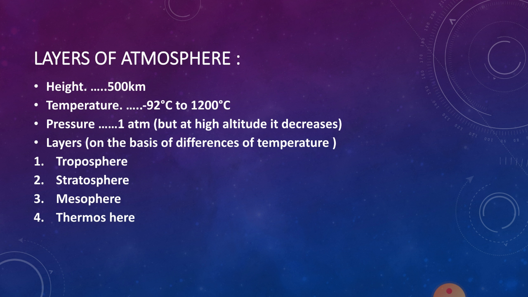Its temperature ranges from minus 92 degrees centigrade to 1200 degrees centigrade. Keep in mind, this is the temperature of the atmosphere. I am not talking about the earth's surface. Atmosphere means the layer of gases having a temperature range of minus 92 degrees centigrade to 1200 degrees centigrade. The pressure of the atmosphere is 1 atm at the sea level, but as we go to higher altitude, it decreases.